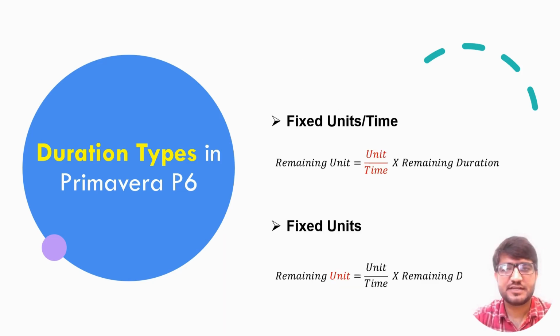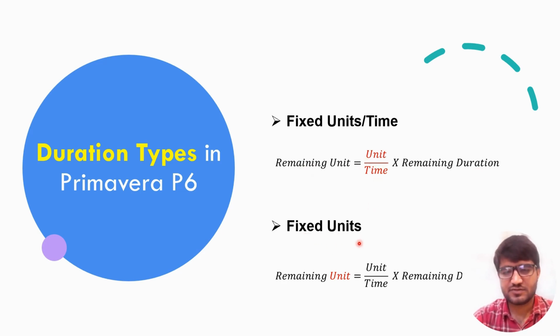Fixed units over time indicates that the resource's availability is the most critical aspect of our project. In this case, the only fixed portion is the resource availability, which is units over time. Like if a resource is available 8 hours a day, 10 hours a day, then we will use fixed units over time. The remaining units still will be based on units over time multiplied by the remaining duration, but if we change the remaining duration, remaining units will change. The only fixed portion is units over time.